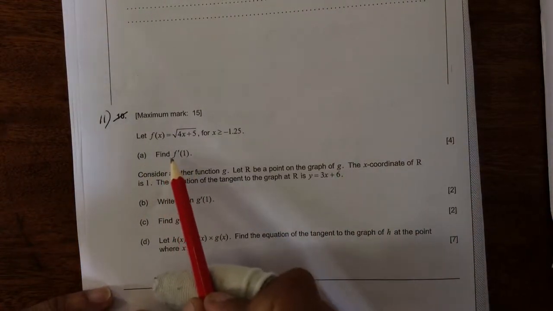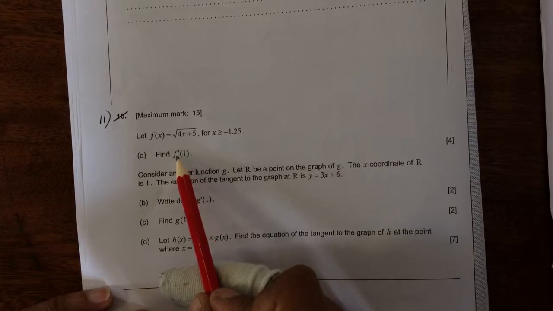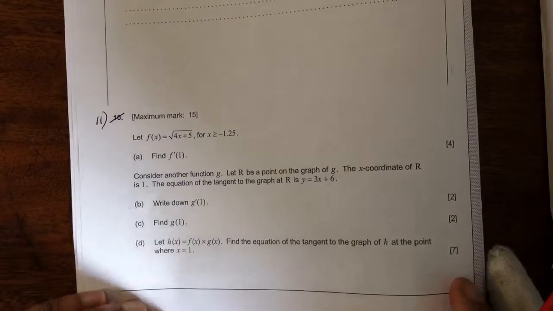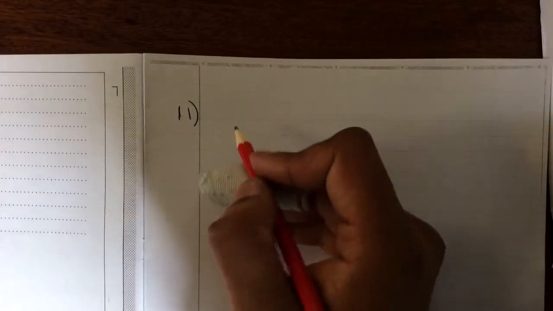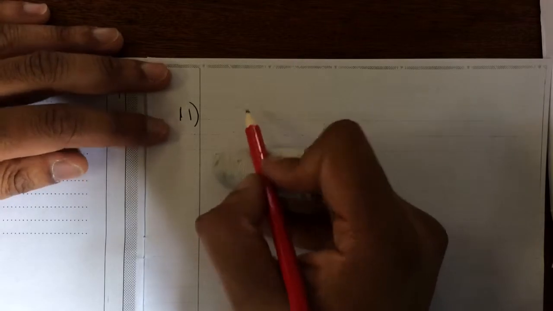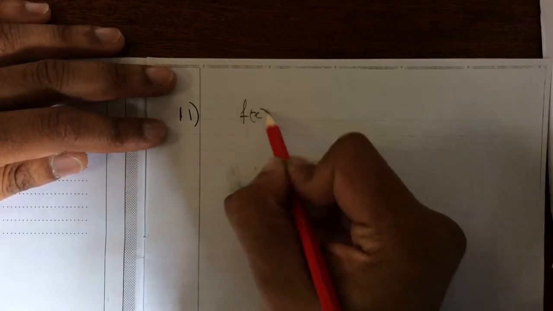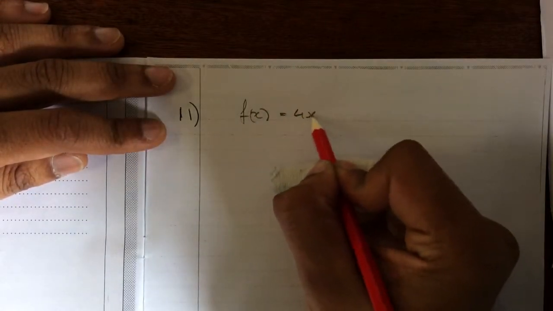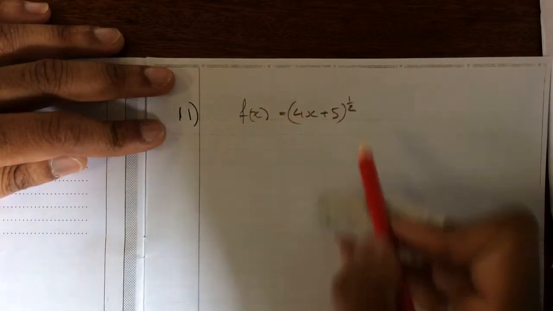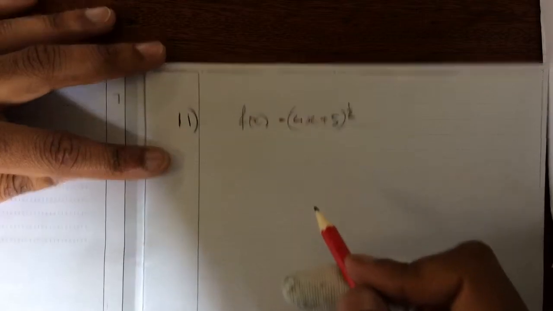We're going to start by finding f prime of 1. Well, first of all, f prime means you are going to differentiate there. That's that little dash. So we'll do it two ways. The first way is the way that really I'm hoping most of you get to, for recognition of chain rule. So f of x equals 4x plus 5, and that's to the power of a half. Power of a half is the same as square root.